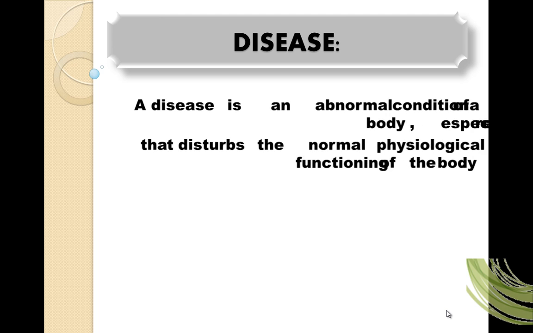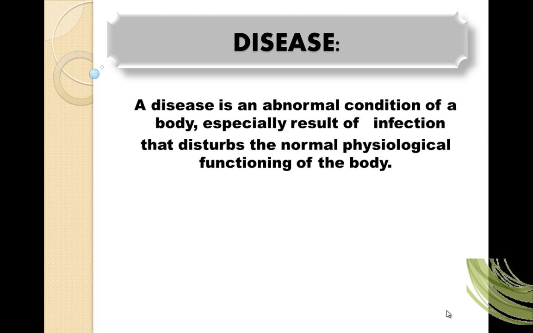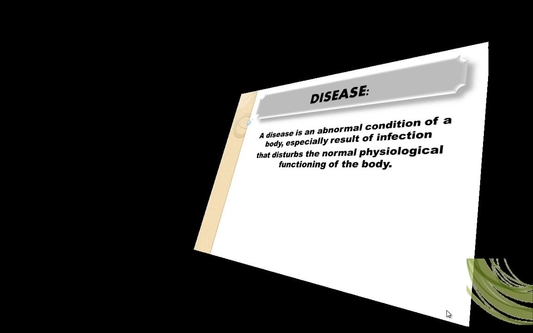A disease is an abnormal condition of a body, especially the result of infection, that disturbs the normal physiological functioning of the body. Means what? In a disease state, our normal functioning gets disturbed. Mainly, diseases occur due to infection of a bacteria. Collectively, we call them a pathogen.